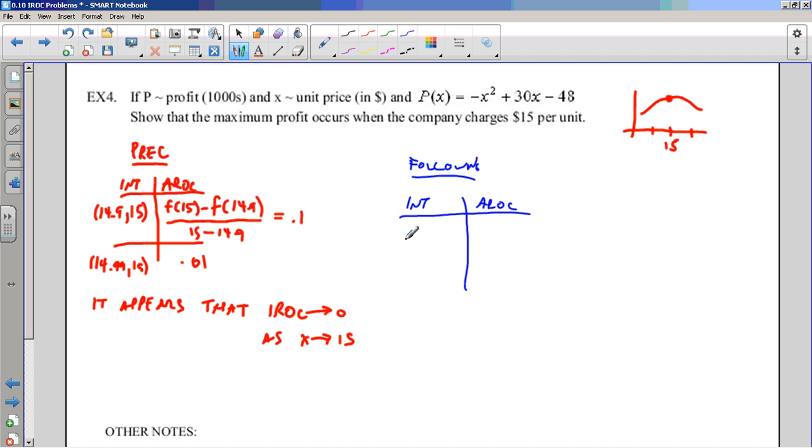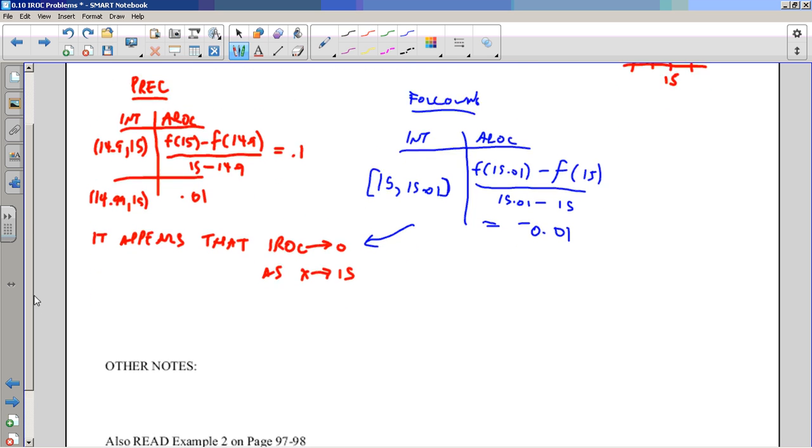I start from big and go to small, but once we've done a few of these, I'm okay that you skip to the more accurate one right away. From 15 to 15.01 would still have a run of 0.01, and then I do that calculation. Again, I'd have to goof around on my calculator a little bit, but I'm going to assume that you're all right with that now, and that's going to be negative 0.01.